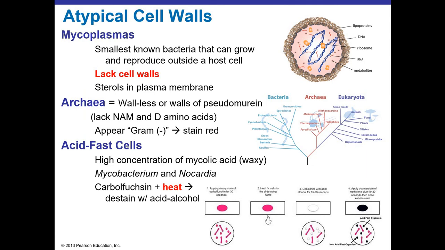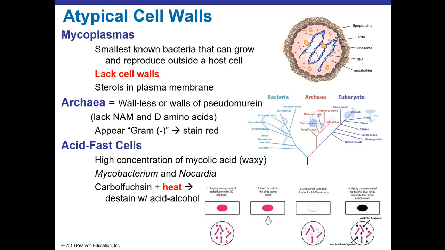We're now going to look at some atypical cell walls. There are some organisms that are referred to as mycoplasmas that are the smallest bacteria that can grow and reproduce outside of a host cell, but they're unique in that they lack a cell wall at all. They have sterols in their plasma membrane, things like cholesterol, to make the membrane more rigid so they can survive. Think of walking pneumonia. It is actually caused by mycoplasma. So that is an example of one of these organisms that you may not have been aware of.